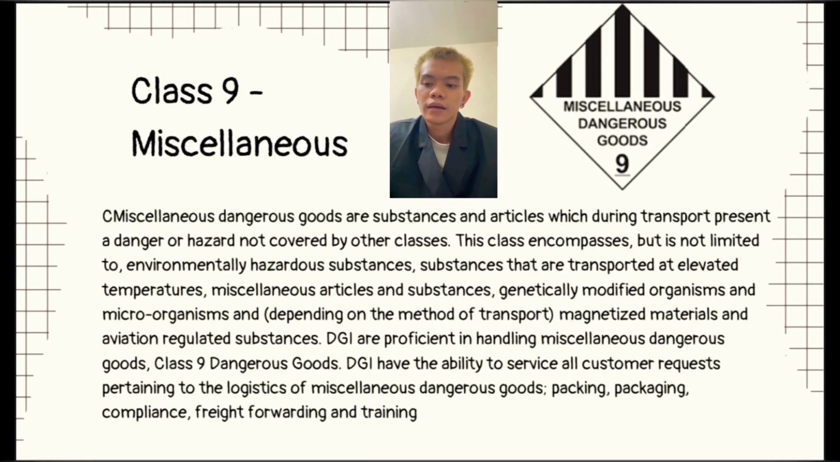Class 9. Miscellaneous dangerous items. The class does not have any subdivision and comprises any substance that may pose a danger during air transport that isn't covered by other classes. This includes items with anesthetic properties, solid dry ice, asbestos, life rafts, and chainsaws.